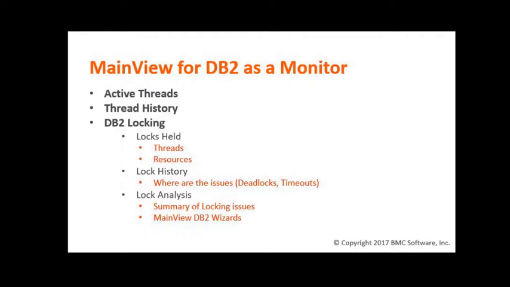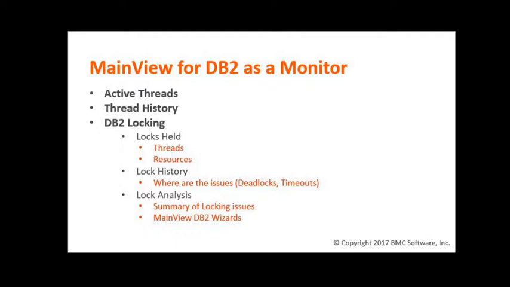This quick course will show you the views that are available in MainView to show you what are the current DB2 locks held by threads and resources at a subsystem or across subsystems. This is very important in the data sharing environment where a process running on DB2A can be affected by what's running on DB2B. MainView will also show lock history. Were there issues earlier in the day or yesterday?